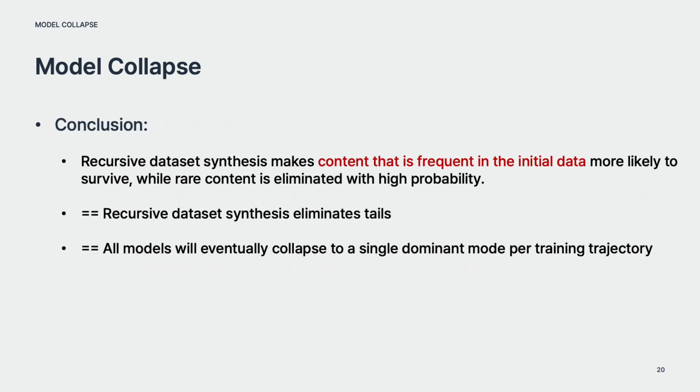The theoretical conclusion is clear. Recursive dataset synthesis preserves frequent content while eliminating rare content. Over time, this process collapses the distribution toward a single dominant mode for its training trajectory. In other words, recursive training destroys diversity by construction.